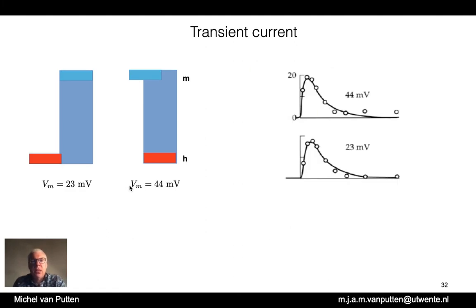Now this can also be displayed in the curves we just saw for the potassium and now for the sodium. This is for 44 millivolts, 23 millivolts. So the maximum value is indeed a little bit larger here for 44 millivolts. This was the value that we've shown a few slides back. But eventually the channel closes. And the same applies for the 23 millivolt, but the maximum value is a little bit less.